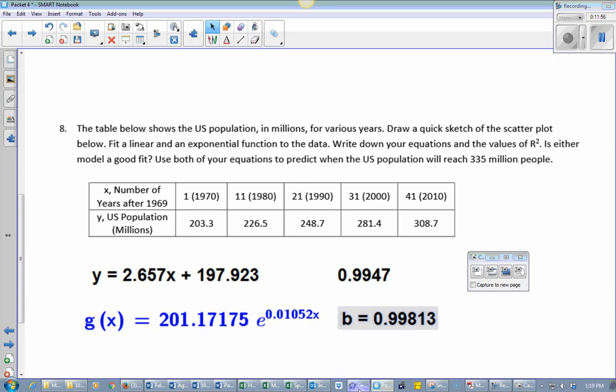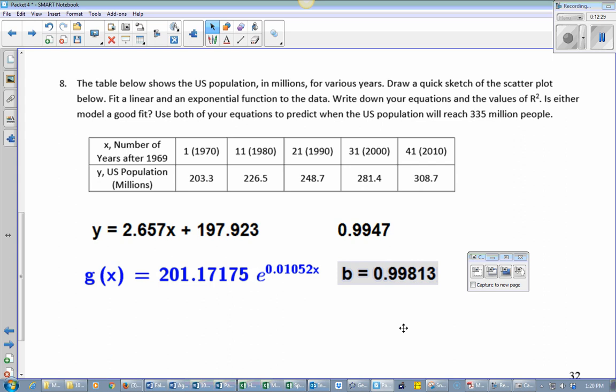Let's see, what did this data represent? US population. Exponential, both of these are probably going to get big too fast. The exponential will probably get big faster than the linear, so I don't know. I think they're both good models, and I wouldn't use either of them to try to predict the future, because probably what's going to happen is the growth is going to slow down. But let's use both to predict when the US population will reach 335 million.